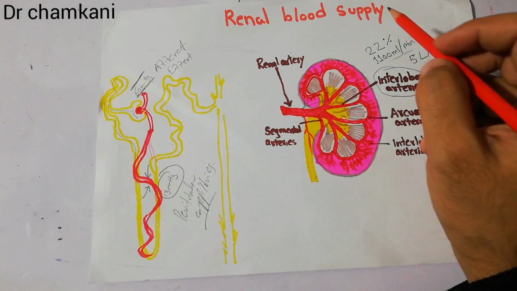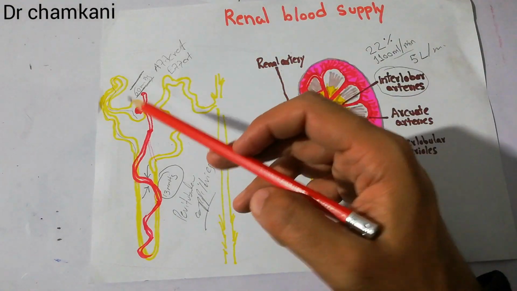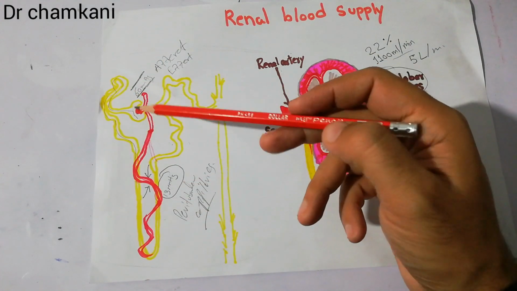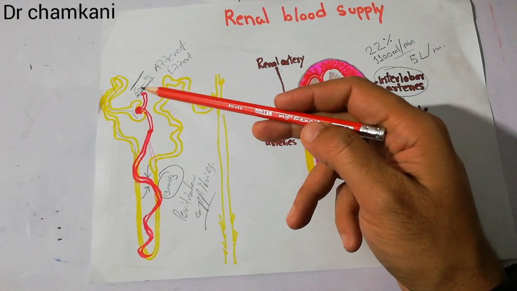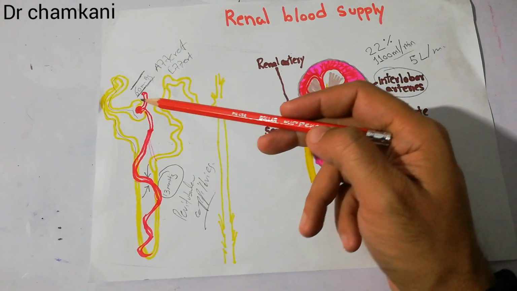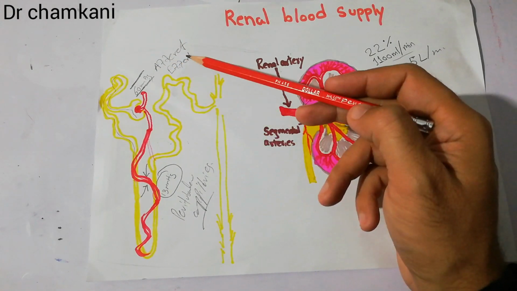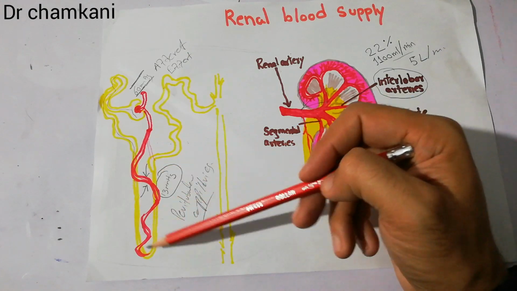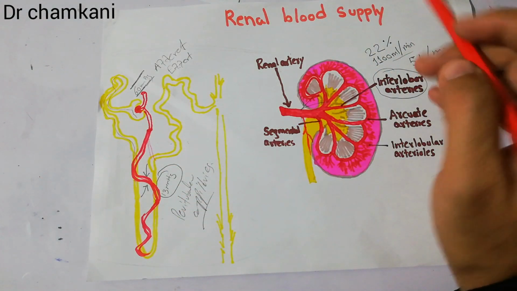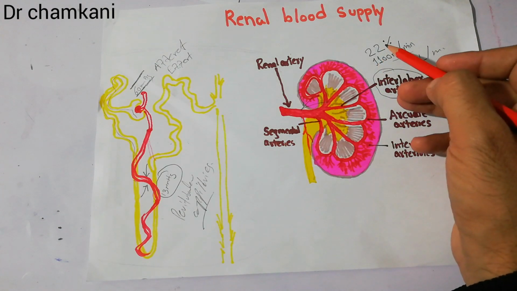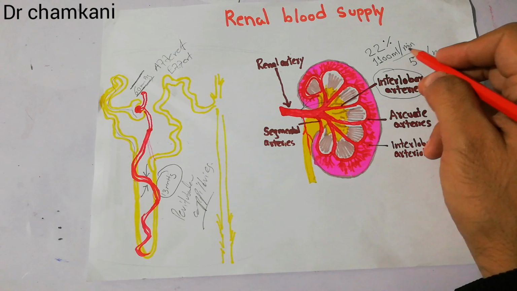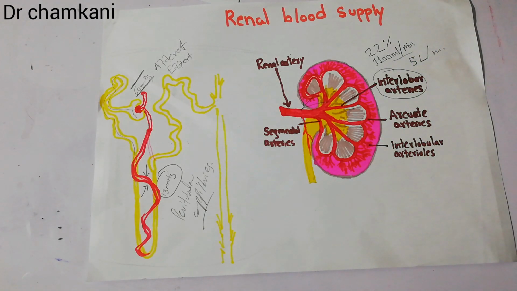And the important thing is that there are two capillary beds in the kidneys at the level of nephrons. One is the glomerulus, which is formed after the afferent arterioles, and then after they unite to make the efferent arteriole, this efferent arteriole again divides and makes the peritubular capillaries. So there are two capillary beds, and both kidneys receive around 22% of the blood, which is pretty high, and it makes around 1100 ml per minute. So that's all about the renal blood supply.